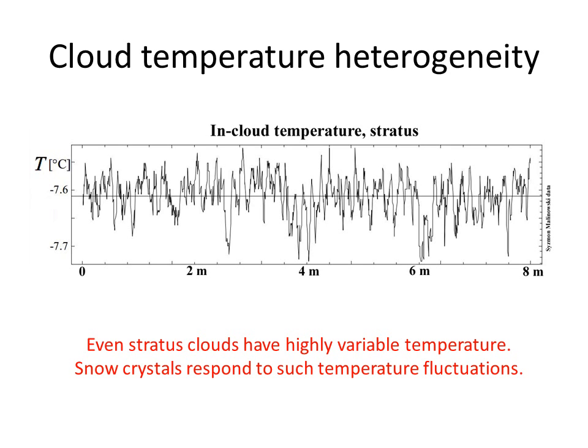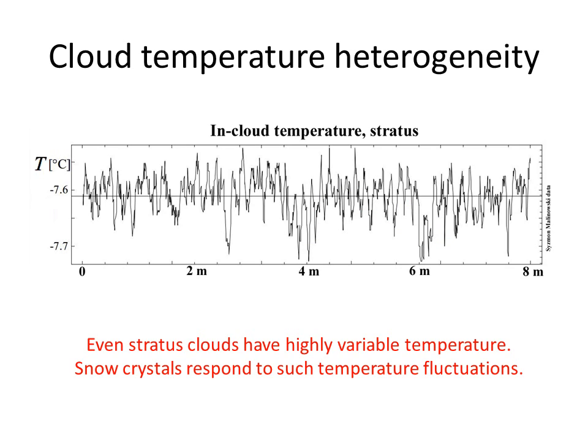A cloud has puffs of air of different temperature and supersaturation, especially clouds with large updrafts like cumulus. But even stratus clouds have a lot of heterogeneity. This shows 1,000 temperature measurements along an 8-meter horizontal stretch of stratus. Now these changes may seem small, but they add up.